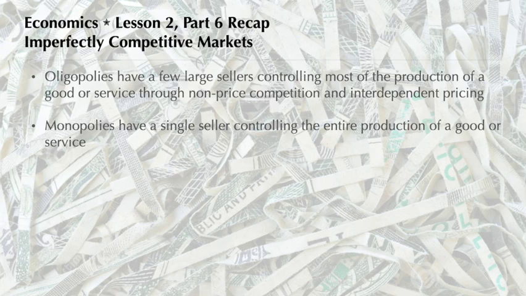So that's the way it is with Lesson 2, Part 6, Imperfectly Competitive Markets. At this point, you should know that oligopolies have a few large sellers controlling most of the production of a good or service through non-price competition and interdependent pricing, and monopolies have a single seller controlling the entire production of a good or service.